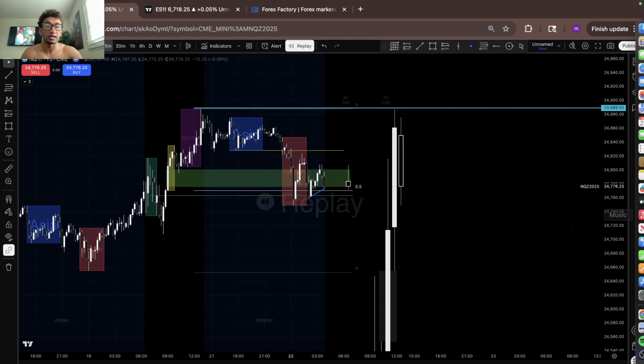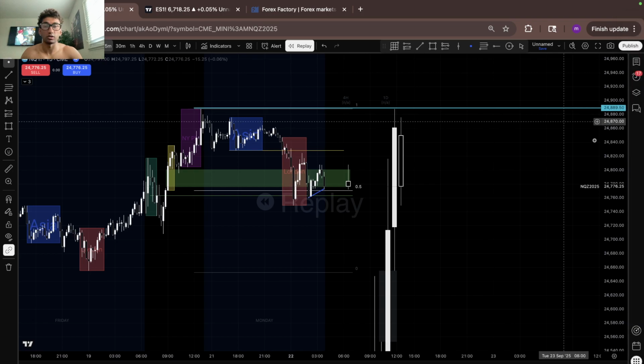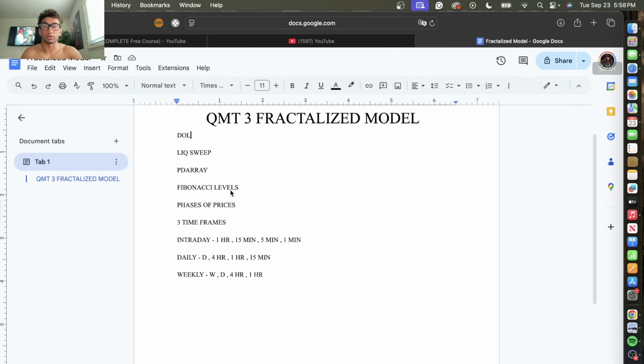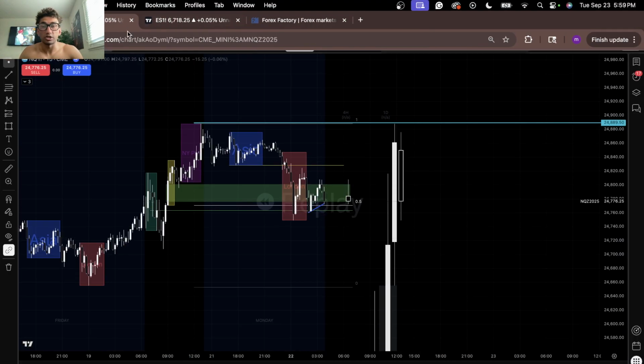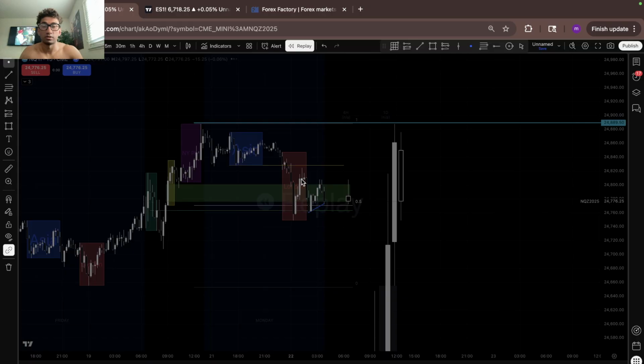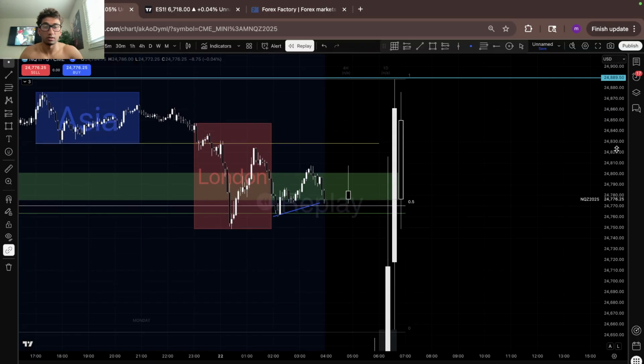Now, what's the last thing we need? When we go to our phases of price, now we're basically looking for an entry. The fractalized model has taken place on the intraday, the 1 hour, the 15 minute. Now the last two things are mainly for an entry. 5 minute and 1 minute are our entry time frames, right? So once we get a change in state, let's go down to the 5 minute.